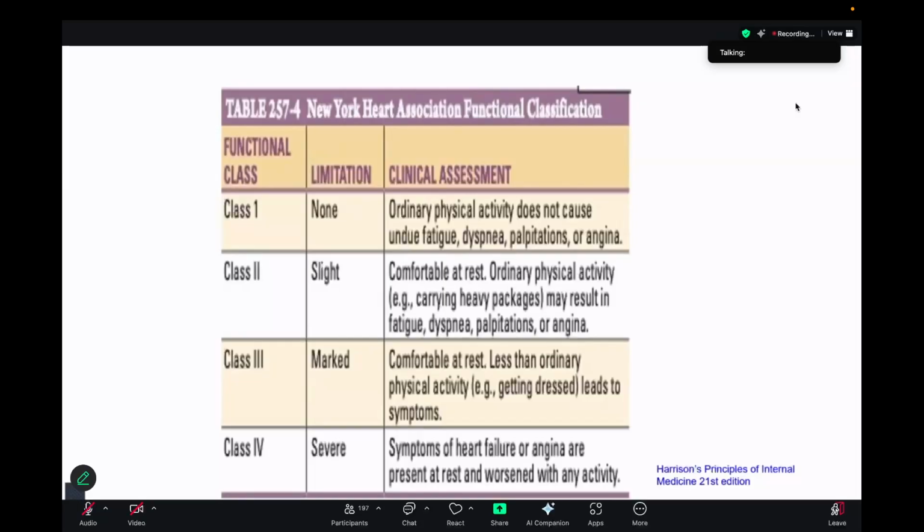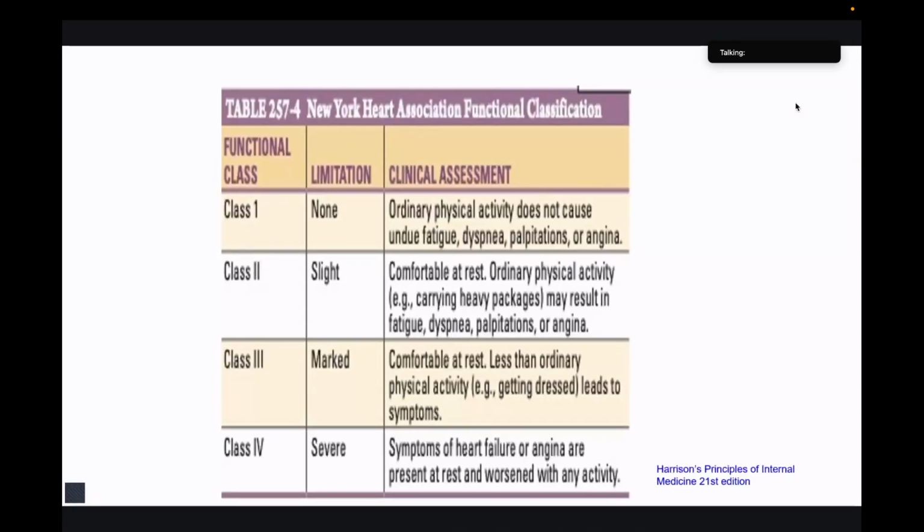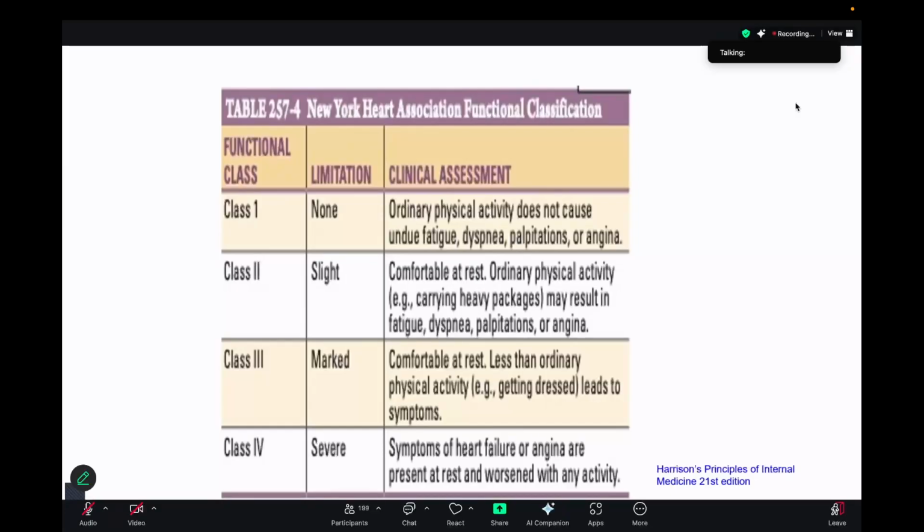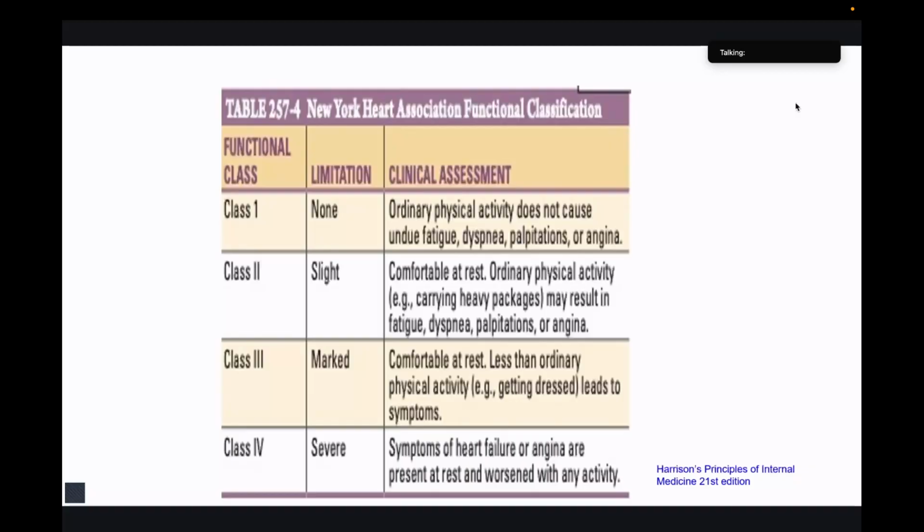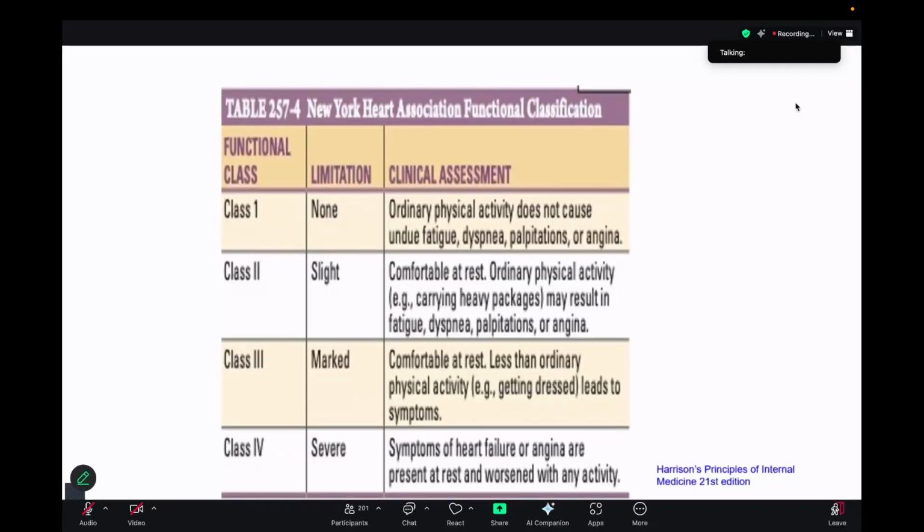Class 2 patients have slight limitation. They are comfortable at rest, but ordinary physical activities such as carrying heavy packages or doing ordinary household chores may result in dyspnea. Class 3, there is marked limitation. They are still comfortable at rest, but less than ordinary physical activity, such as getting dressed, may lead to symptoms of dyspnea. Class 4, there is severe limitation. The symptoms of heart failure are present even at rest, and it is worsened when doing an activity.